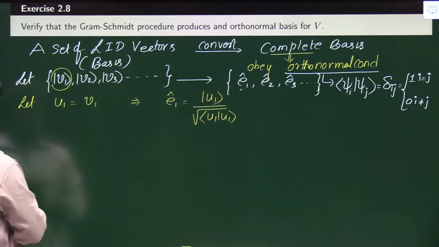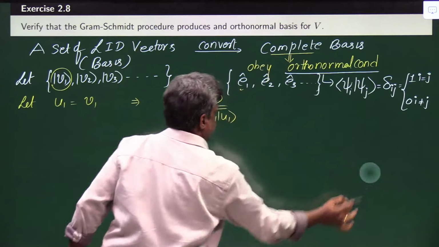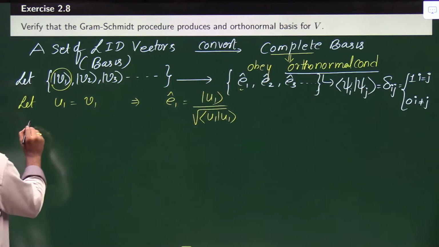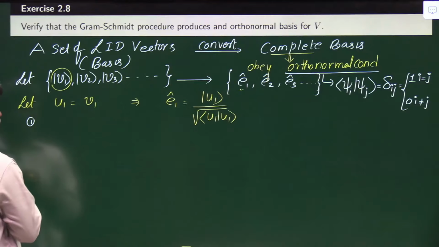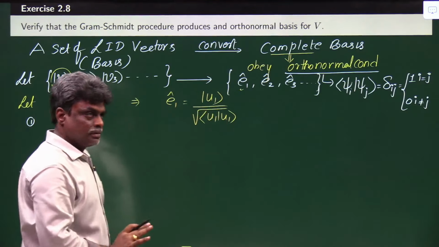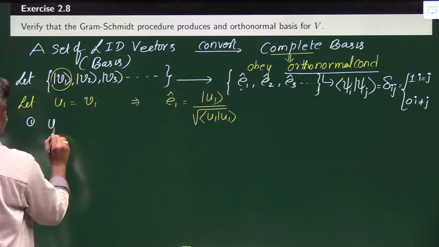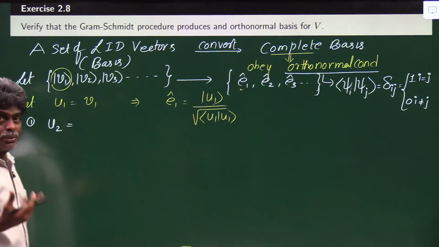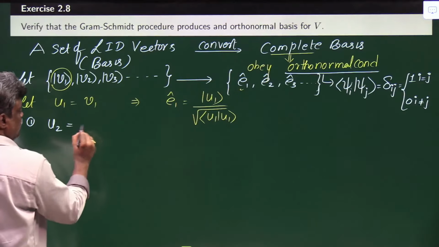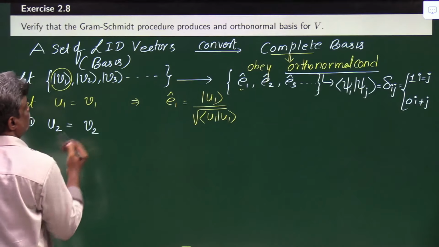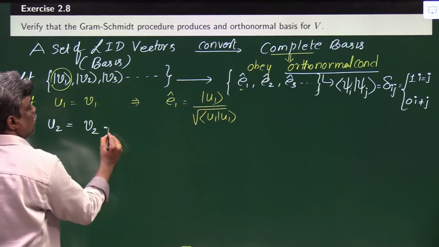Right. So we got the first vector, this one. This is very easy. And next, if you want to get the second one, here onwards the process starts. Listen carefully. The first one is straightforward. Next, you have to find u2. How to get u2?